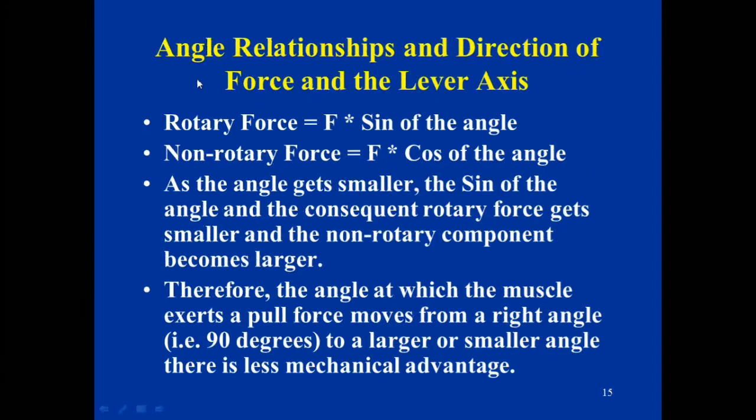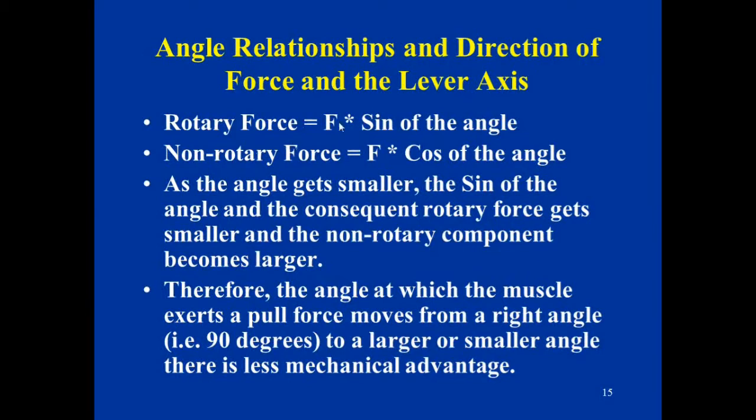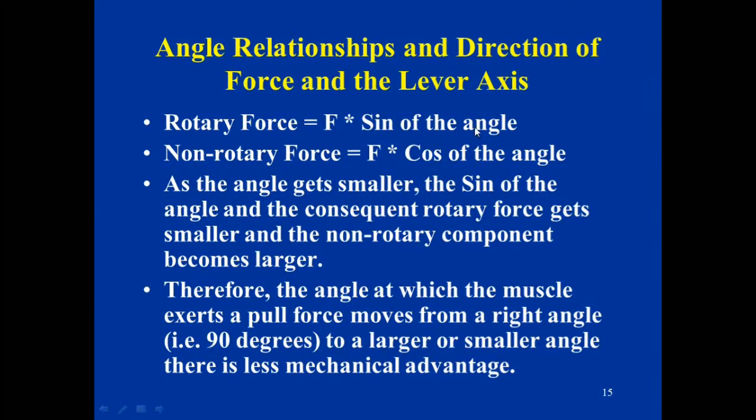So if you look at relationships on angles and directions of force and lever axes, we have rotary forces and non-rotary forces. Note that it is force times the sine of the angle for rotary force, and then non-rotary force is force times the cosine of that angle. So as the angle gets smaller, the sine of the angle and the consequent rotary forces get smaller, and the non-rotary components become larger. And you can easily understand that. If you look at the sine of 90 degrees, for example, that's 1. So it's just 1 times the absolute force of that.